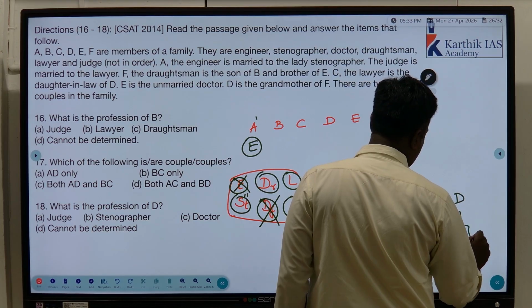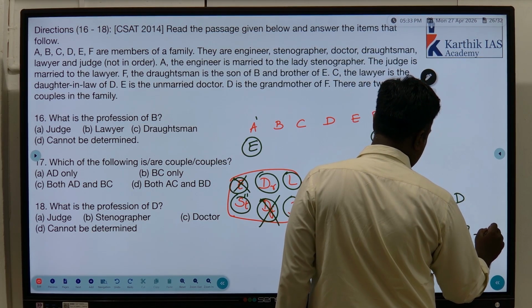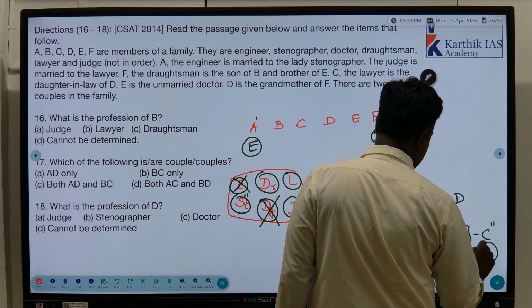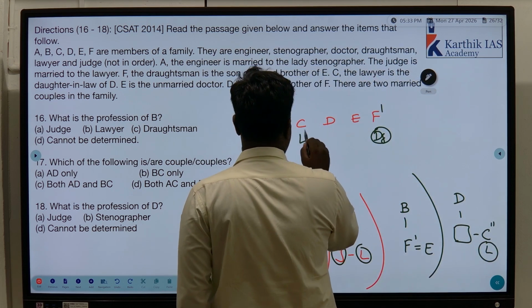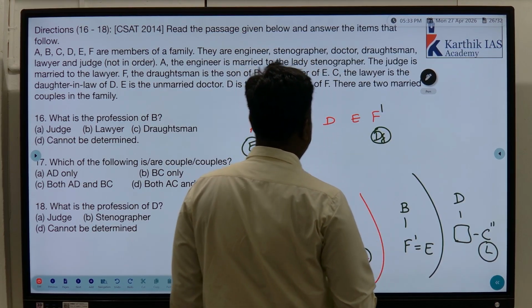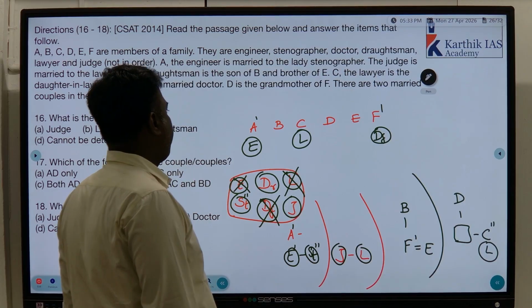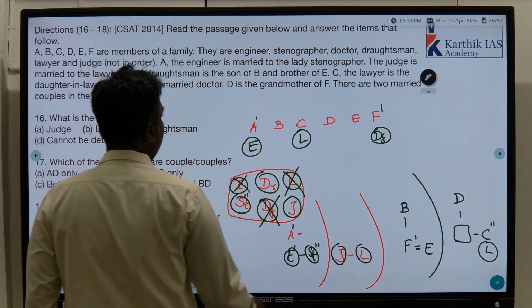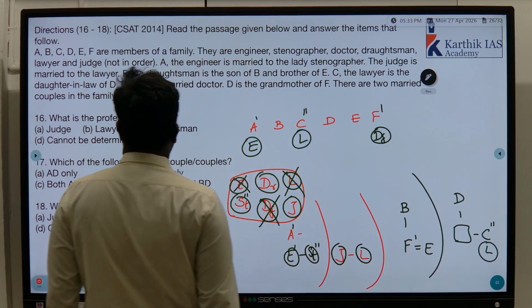Daughter-in-law of C, the lawyer. C, the lawyer, is daughter-in-law of D. Understand? C is a female, we know now. Okay.